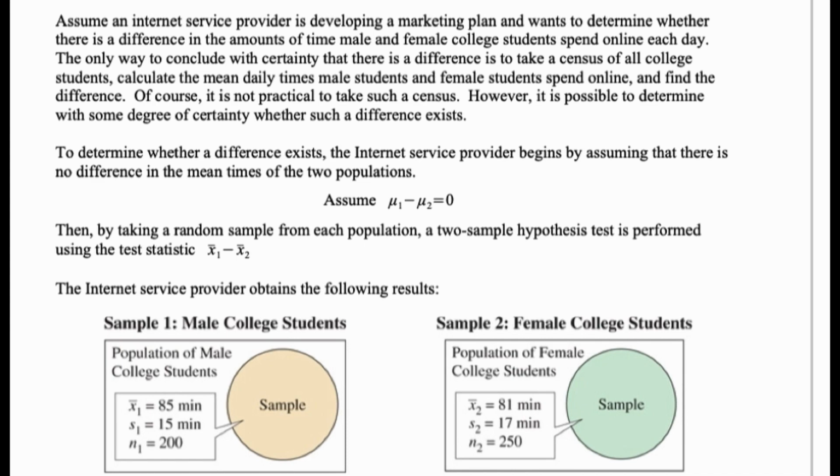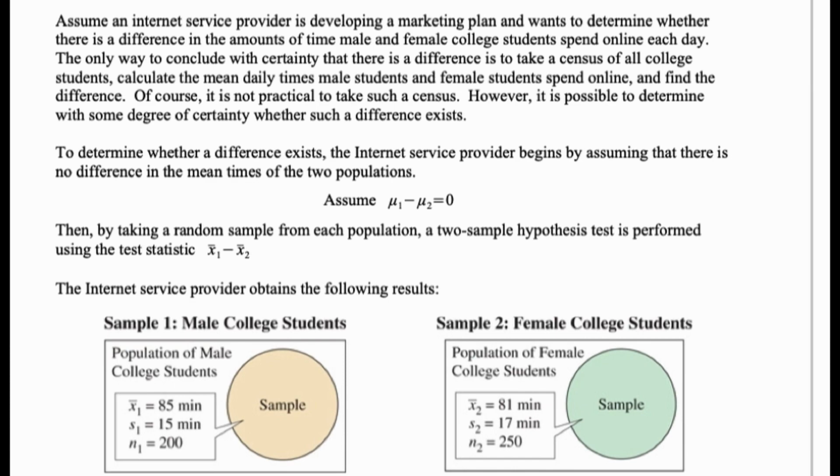So in this example here from my notes, you can see that there are two samples involved. An internet service provider is developing a marketing plan. The internet service provider wants to know, is there a difference in the amount of time that males and females spend online each day? Now, we don't expect that the sample means are going to come out perfectly identical. That would not usually be the case.